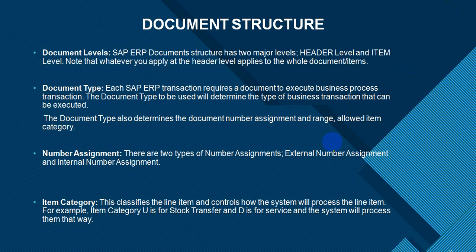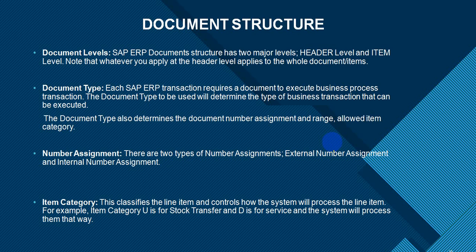That is what the document type would do for you. Now you have the number assignments. I just showed you already. There are 2 types of number assignments: the external number assignment and internal number assignment. Then of course I also showed you the item categories.